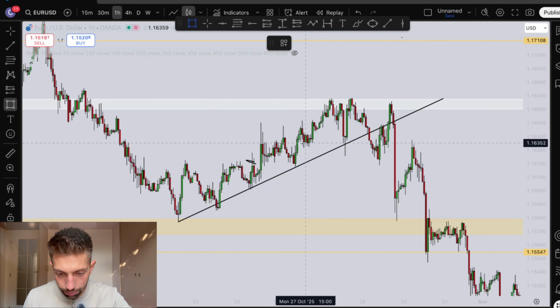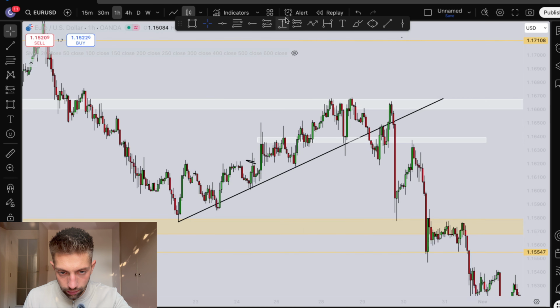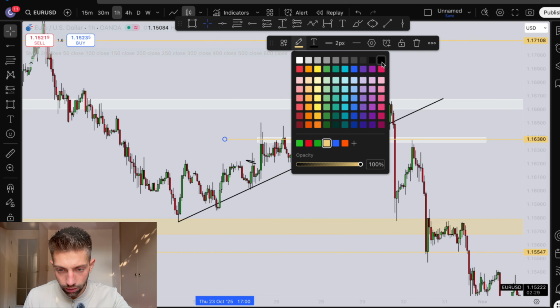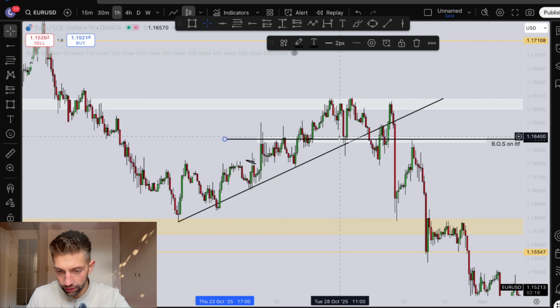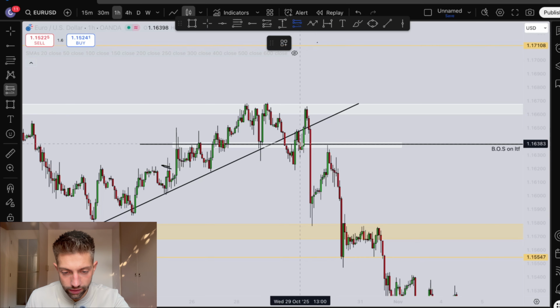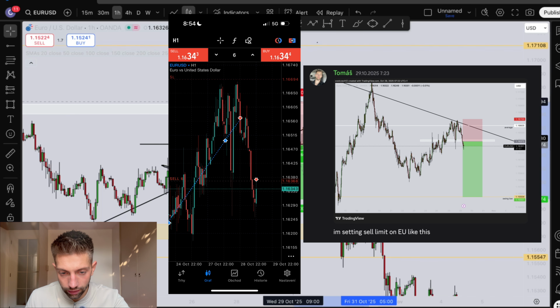So this was the previous structure. Let's highlight this. Let me add this for you guys, and this is the BOS on lower time frame. When price broke under this low, I got all the confluences I needed. So I executed the trade right here on this black line. My stop loss went under this high.